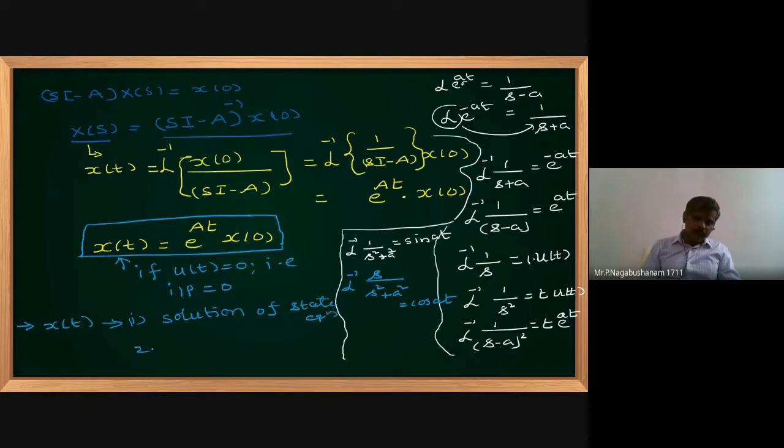Second name, because input is 0, we are getting some response, we can call this one the zero input response. Third one, they will ask, obtain the solutions of a homogeneous equation. Homogeneous solutions of a homogeneous equation.